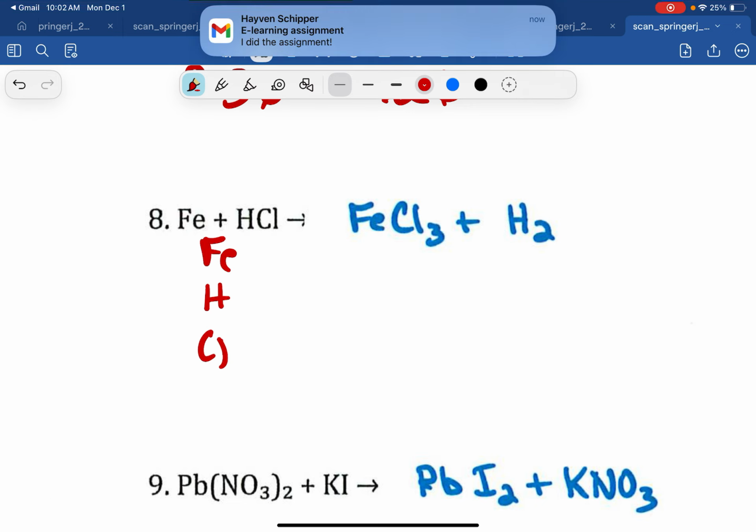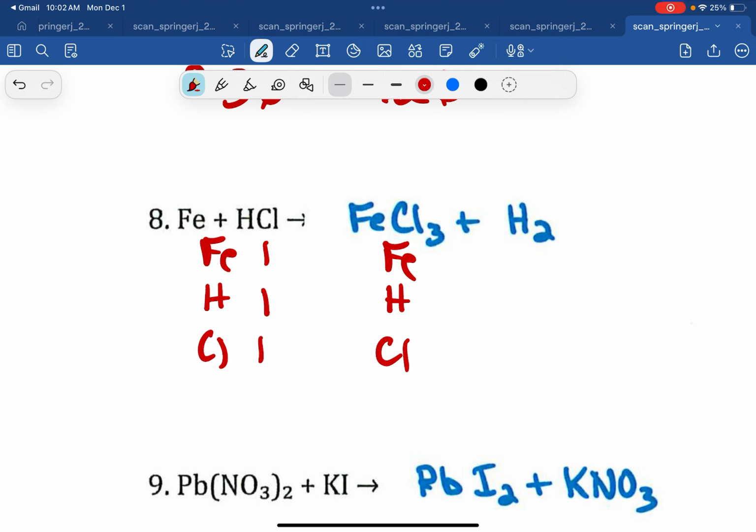FeHCl. I've got 1, 1, 1, 1, 2, 3. Notice I made it iron 3 chloride, just so it would be more fun to balance.